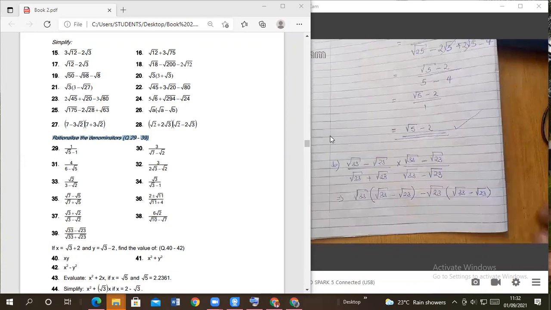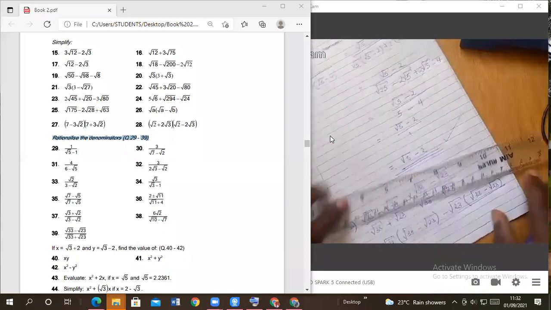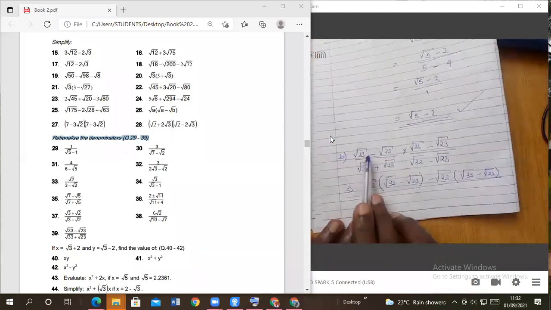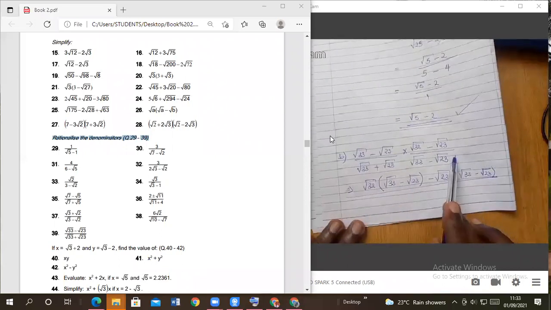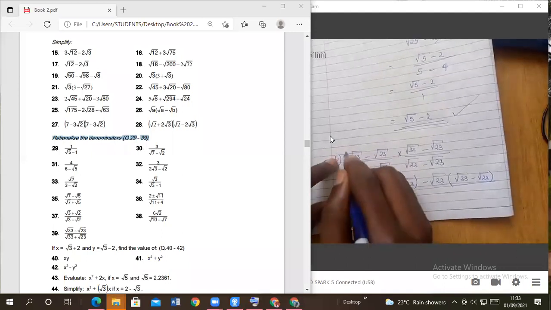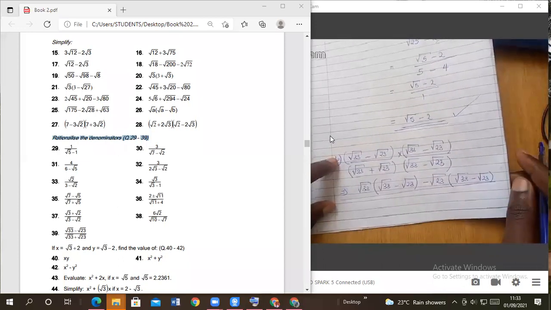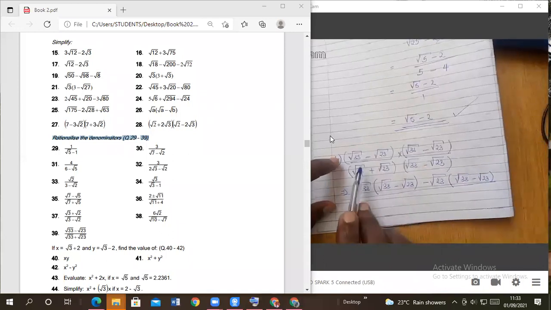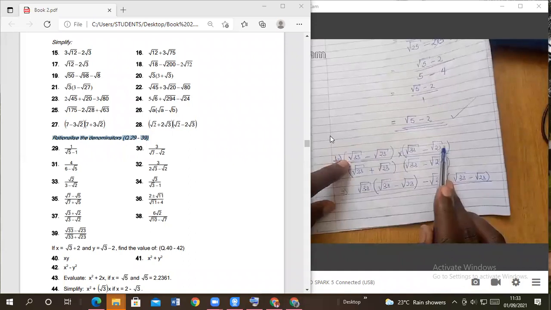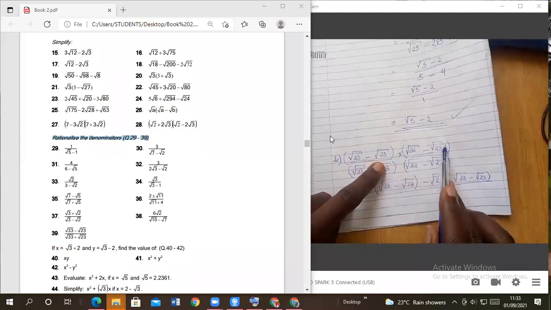Shall I repeat that part? Members, this term is multiplying this one, right? Which means I will have this minus this in a bracket. This is one bracket, multiplying this with this. Have you seen that? So this one will multiply all of these, and this one will also multiply all of these. Have you seen now?